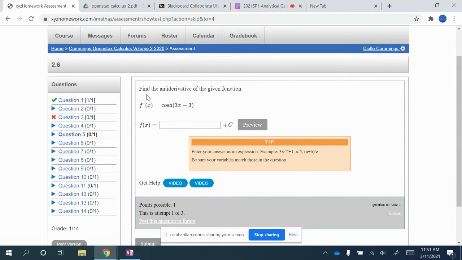So now notice closely here we're asked to find the antiderivative or the integral. So we're going to look at the formulas for the integrals of the hyperbolic functions. So I'm going to write this down. We're given f prime of x is the hyperbolic cosine of 3x minus 3.